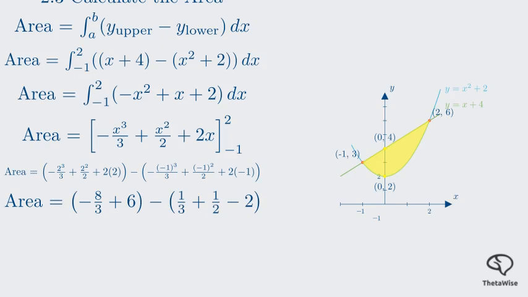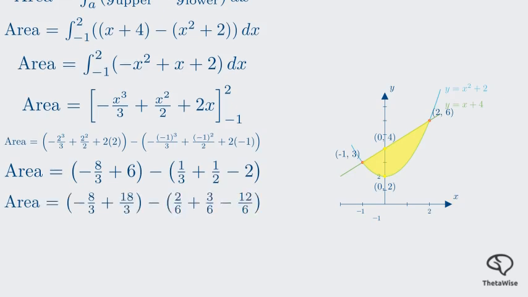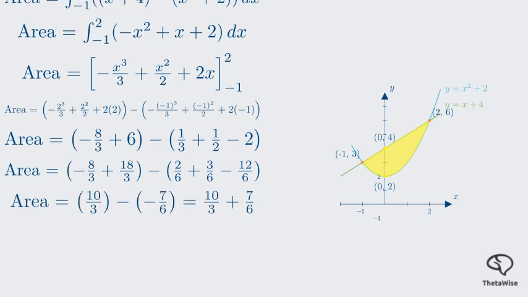Let's find a common denominator for each bracket. For the first one, it's 3. For the second, it's 6. This gives us negative 8 plus 18 all over 3 minus the quantity negative 2 plus 3 plus 12 all over 6. Simplifying further, we have 10 over 3 minus 13 over 6.